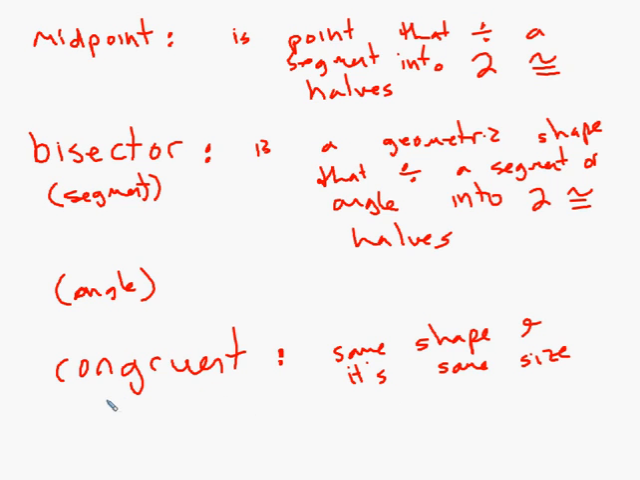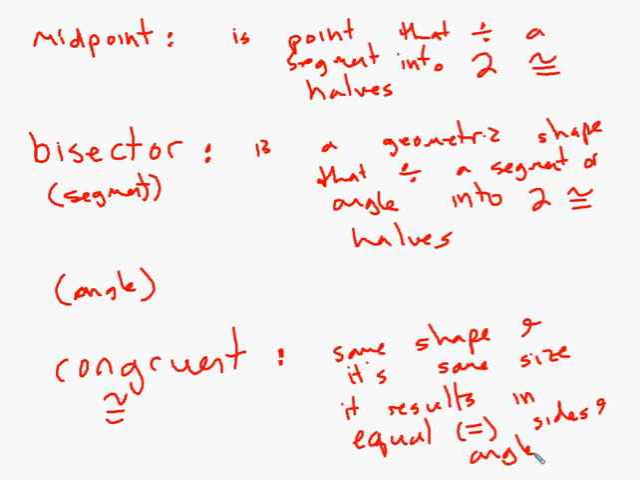As a result of congruent, and this is important, it results in equal sides and angles. So congruent is slightly more powerful, I guess, than equal. That's something you will have to use in proofs too. You'll say two things are equal because they are congruent.